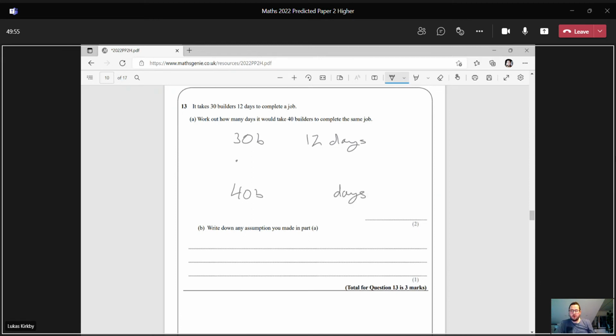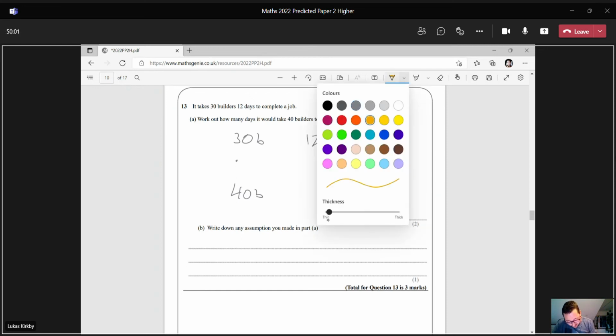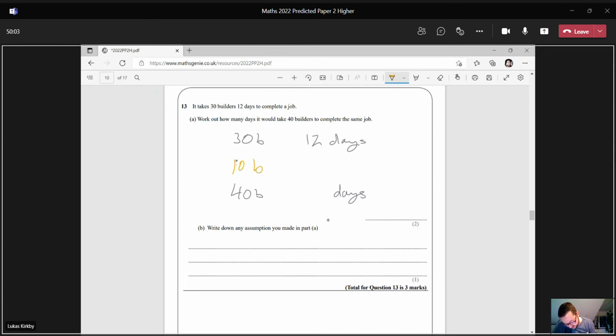Now this is a bit of a proportion question, so you think what are 30 and 40 in the times table of? And they are in the 10 times table. So let's put 10 builders here. From 30 to 10, we divide by 3. But fewer builders is going to take more time. So for 12 days, we want to times by 3. So for 10 builders, it's going to take 36 days.